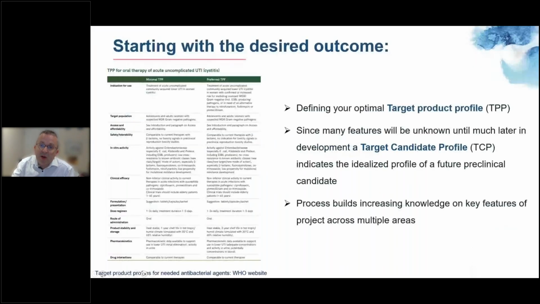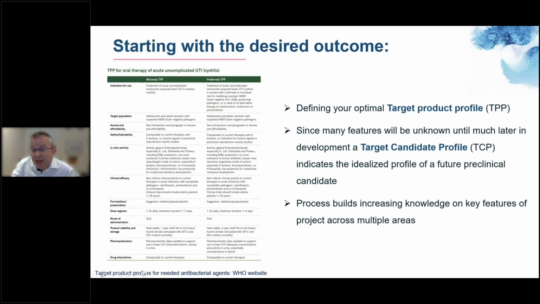Okay, so on starting a new research project, you might consider some of the factors you should take into account. One, as described in previous webinars, is starting with the desired outcome and thinking about your target product profile. Several sample profiles are available for certain disease areas from WHO, from CARB-X, and so on. So it's important to think about where you want to end up with your product.